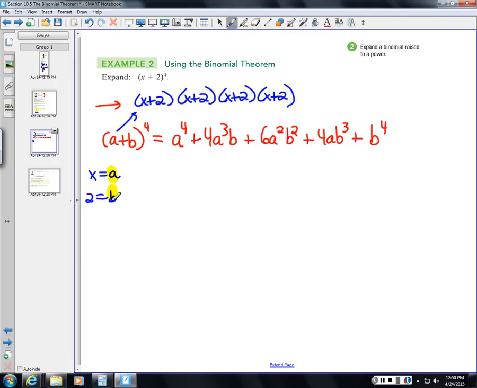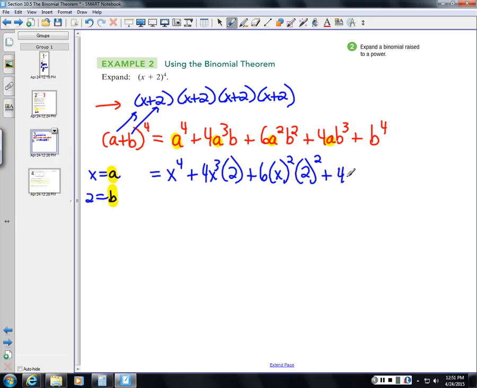So all you're going to do is, in your formula, plug in for a, and everywhere there's an a, put an x, and everywhere there's a b, put a 2. Okay? So this is the same thing. x plus 2 to the 4th power would be x to the 4th plus 4 times a, which is x cubed, times b, which of course would be, that's where my 2 comes in, because b is 2, plus 6 times a squared, so x squared, times b squared, which is 2 squared, plus 4 times a times b cubed, and then plus, you take your b and you raise it to the 4th power.